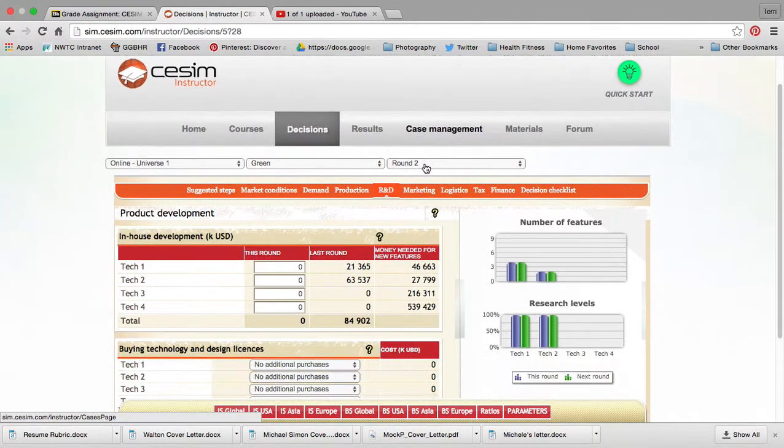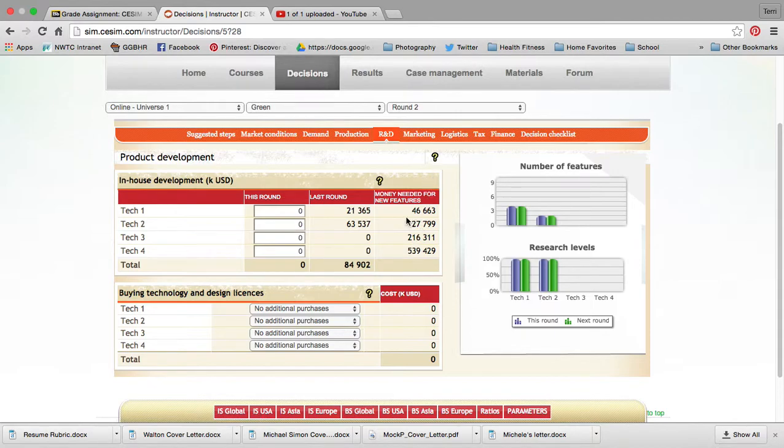The other thing that I want to point out is for research and design. Let's say I wanted to research and design new features, and last round we did 21 through 65. This round, if we wanted new features, we'd have to put 46,663 in here, and then I would get another feature, right? So it moved up here. You have to put this number that's in here, and each time you add more features, it's going to cost you more money. So I just wanted to show you that that is where you do that. You can't just put 100 in here. That's not really going to help you. You need to increase that by the number it costs on your right-hand column. So I think that's an important thing to remember too.